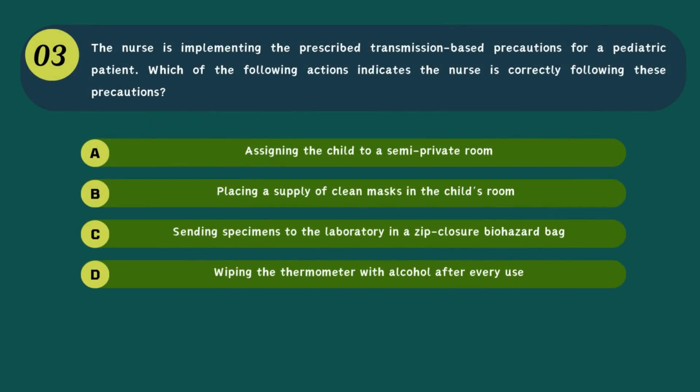Question 3. The nurse is implementing the prescribed transmission-based precautions for a pediatric patient. Which of the following actions indicates the nurse is correctly following these precautions?